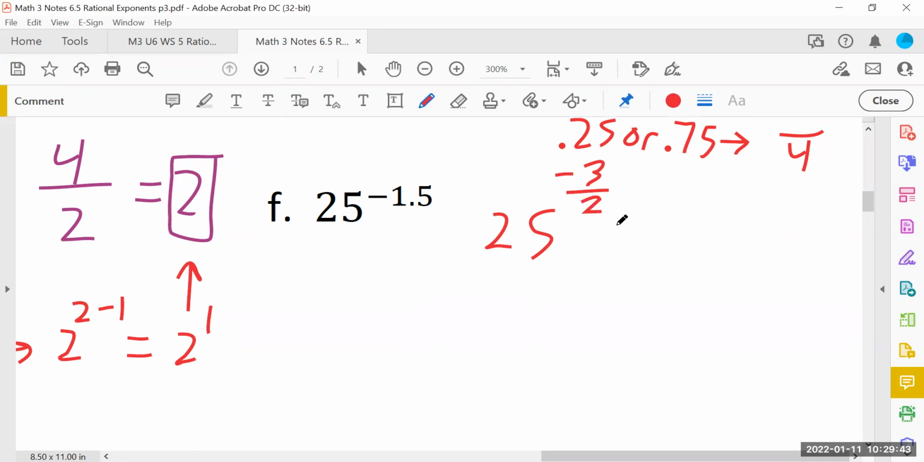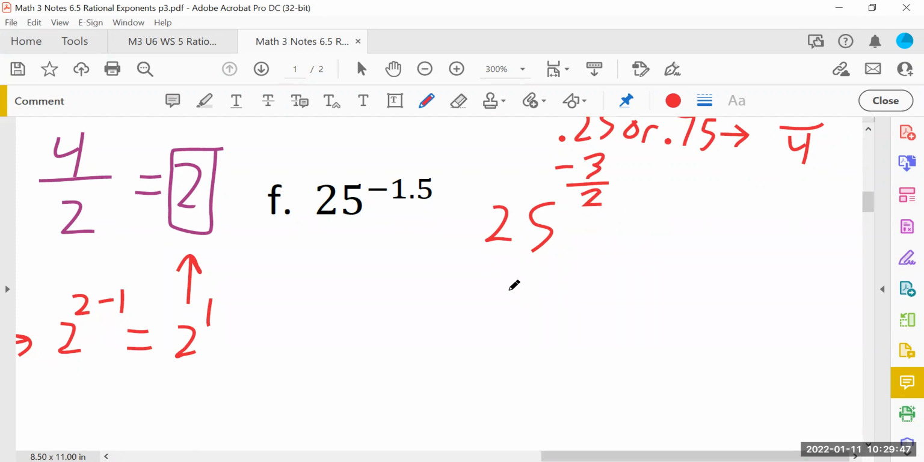Two options for this one. Well, actually, let's just do one this time. 1 over that negative exponent. Negative exponents are 1 over. It's the reciprocal. This is only negative exponents. Some people get crazy with the negatives, and every time they see a negative, they make it a fraction. This is only negative exponents. This becomes 1 over 25 to the 3 over 2.